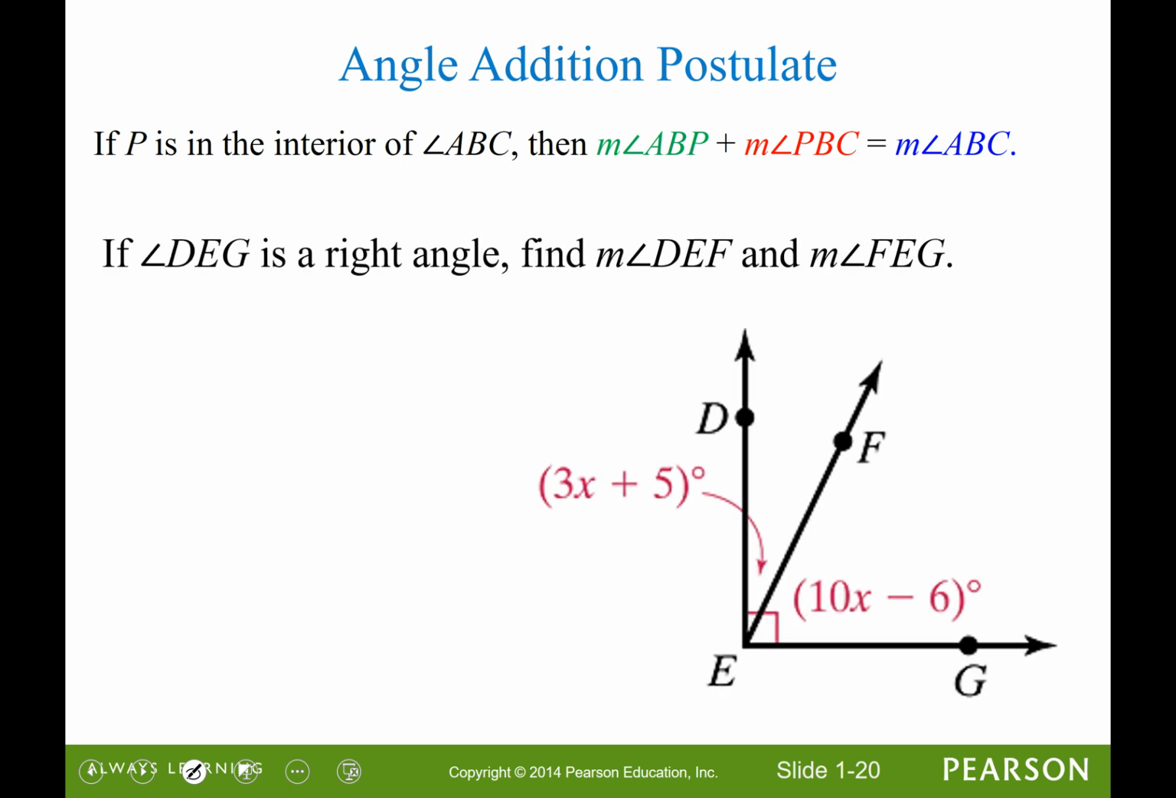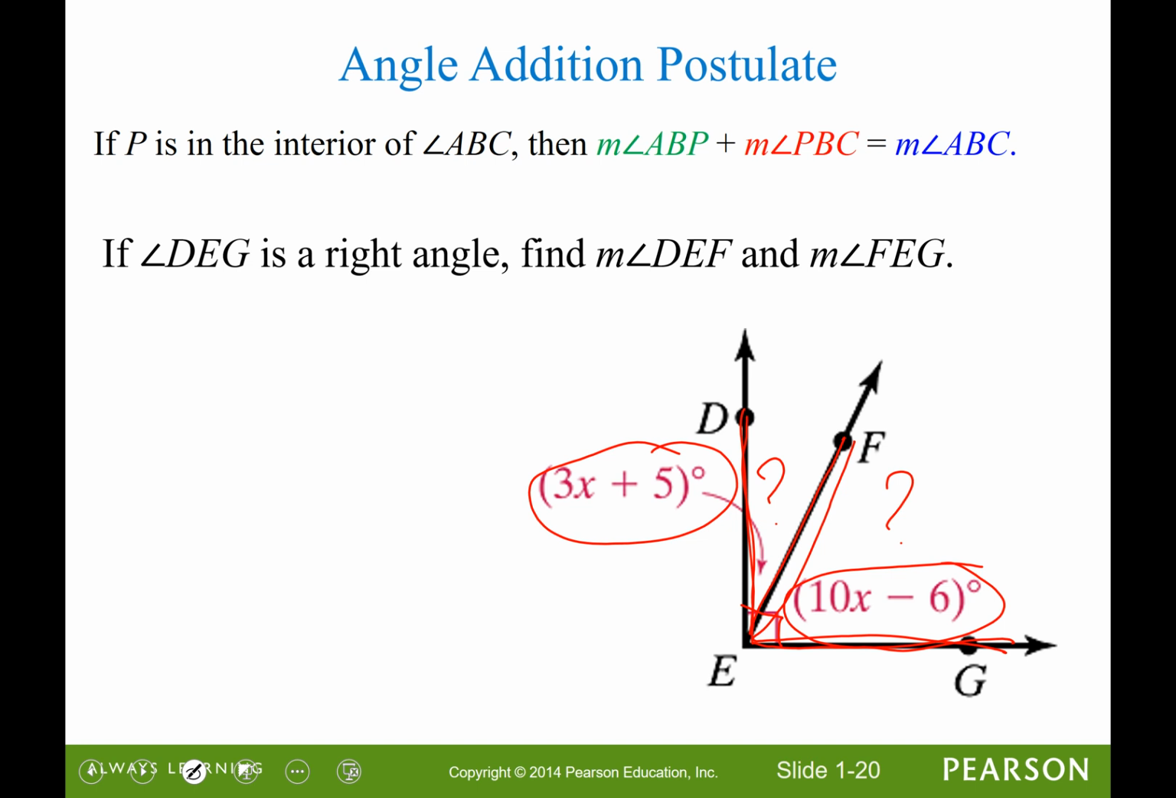If DEG is a right angle, okay, I always like to trace it with my finger on the figure just to make sure I'm seeing it and touching it and committing it to my memory or really thinking about it. Then we are asked to find the measure of angle DEF. So we're asked to find DEF, which is represented by this expression here. And we're asked to find the measure of FEG, which is represented by this expression here. All right, so we need to find those two angle measures.